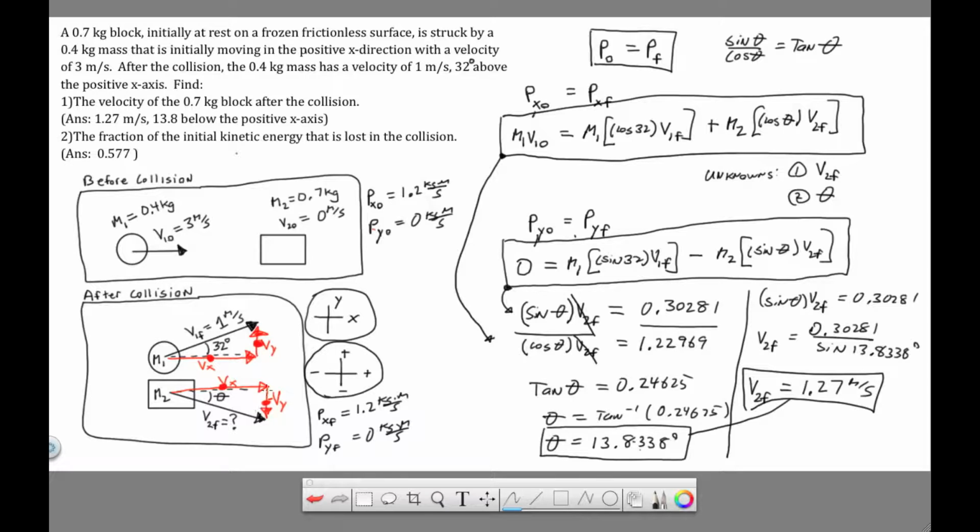And the reason we know it's below the positive x-axis is our final momentum in the y direction had to be 0. So M1 had a positive y momentum, so M2 must have a negative y momentum because the two y momentums after the collision need to cancel to 0.